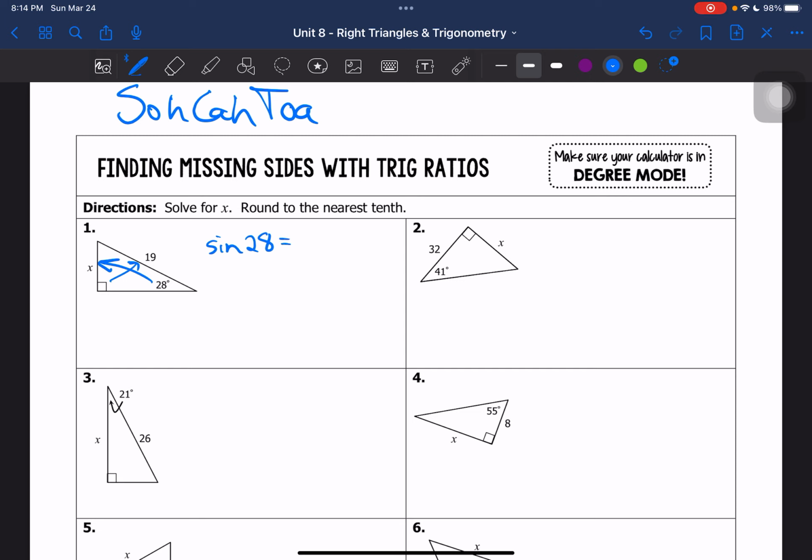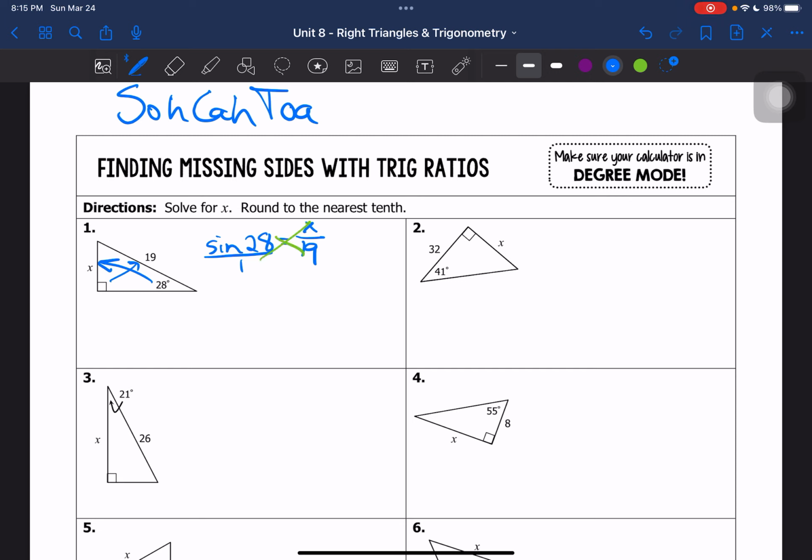So my angle measures 28 degrees, so I'm going to put sine of 28 and then set that equal to opposite over hypotenuse. Since my opposite I don't know, I'm going to put x. My hypotenuse is 19, and I'm going to put that there. So now what we're going to do is basically treat this like a proportion. So I'm going to put that thing on the left over 1, and then cross multiply, or do the butterfly method, whatever makes sense to you.